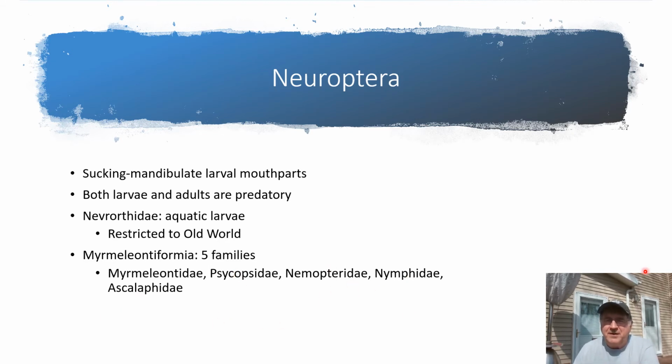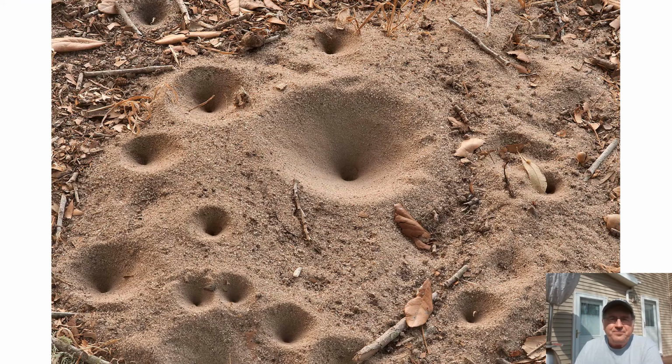I'm just going to talk about a few of these and show you some of the peculiar modifications that are found in the group. The most common one, the one you're probably most familiar with, at least from seeing the evidence of them, are the antlions, the family Myrmeleontidae. They're most famous for some of the larvae living in these sandy, friable soils where they construct traps, these cone-shaped pits.